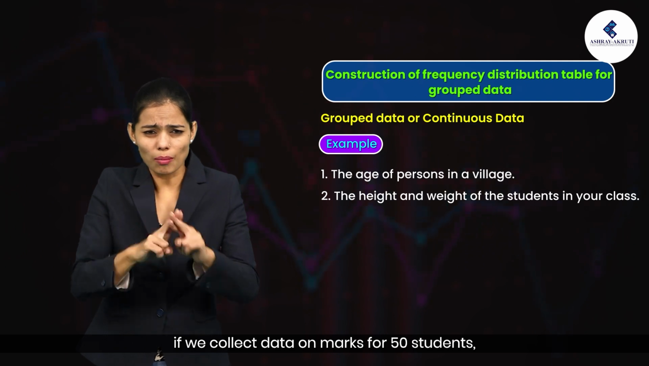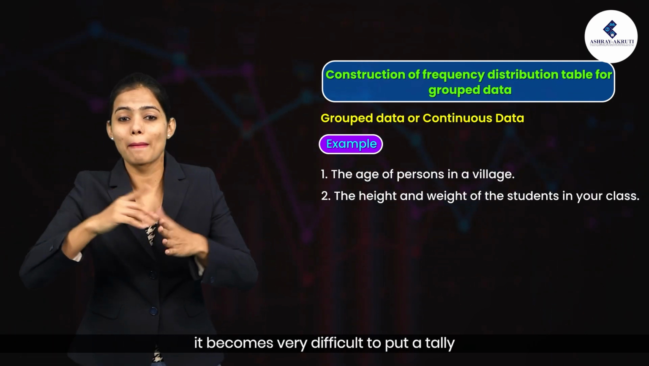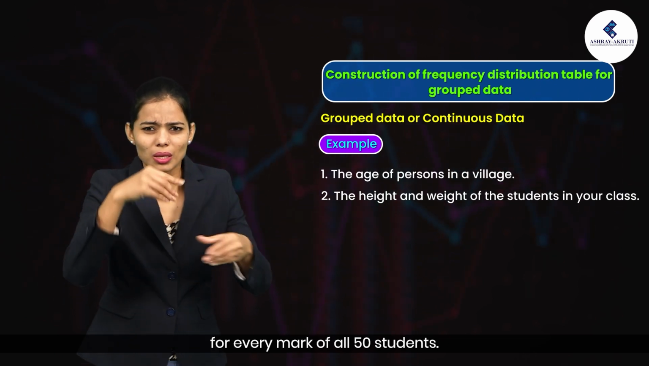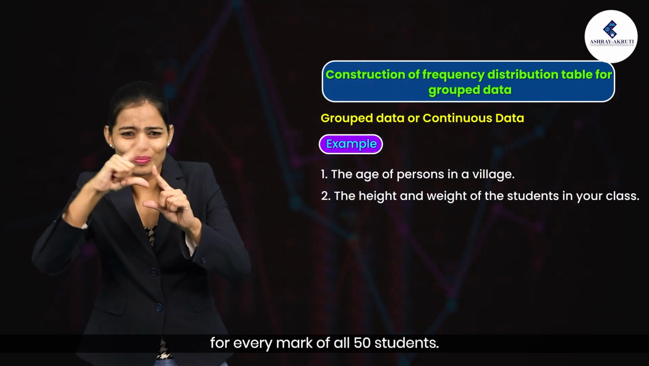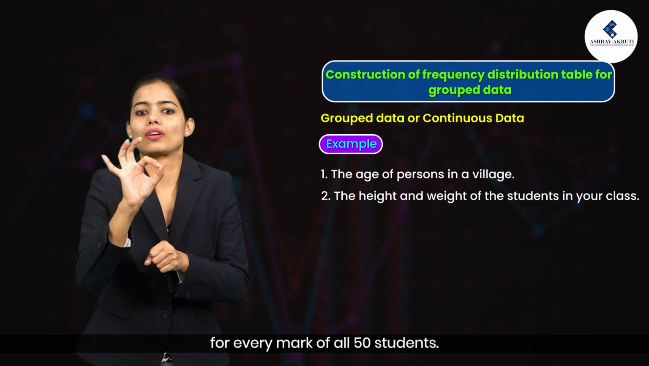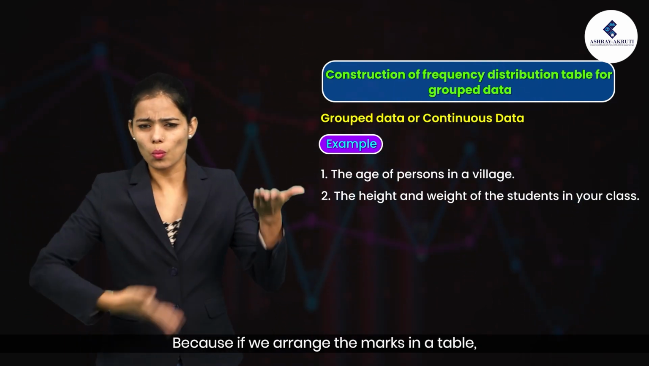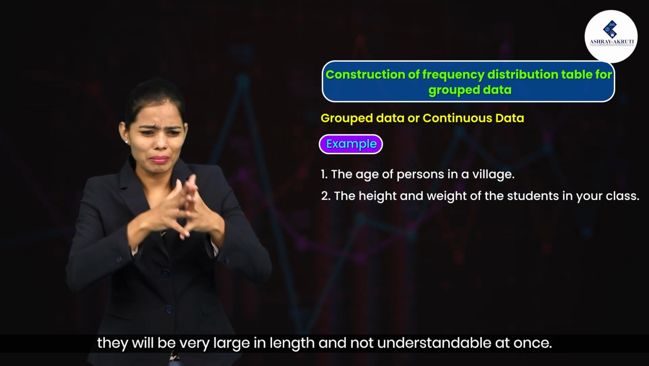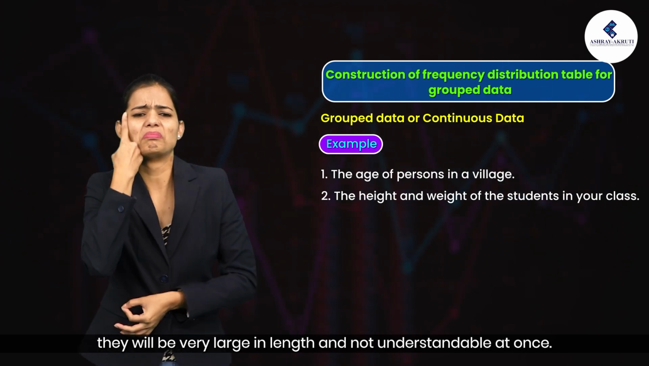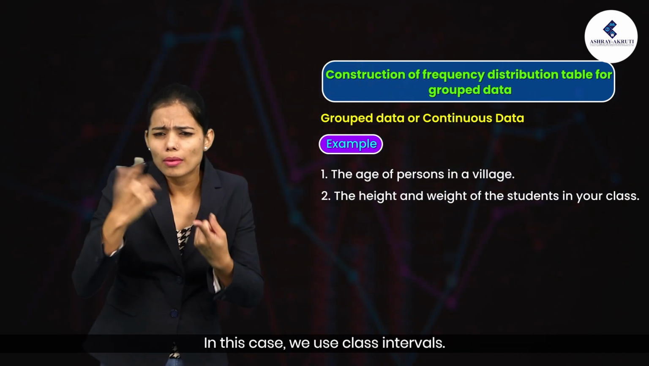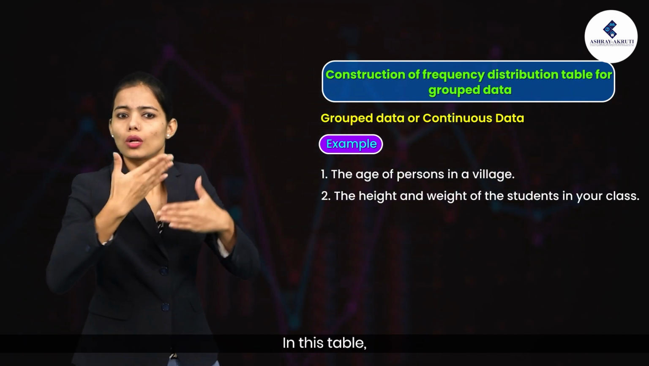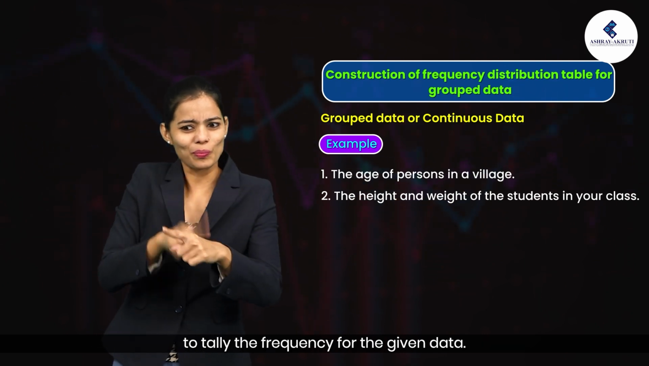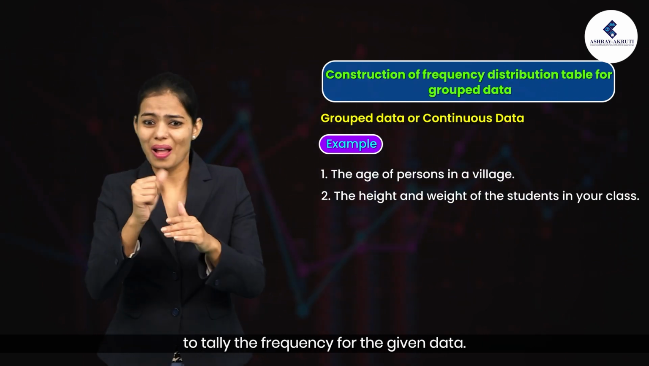If we collect data on marks for 50 students, it becomes very difficult to put a tally for every mark of all 50 students. Because if we arrange the marks in a table, it will be very large in length and not understandable at once. In this case, we use class intervals. In this table, we consider the groups of data in the form of class intervals to tally the frequency for the given data.